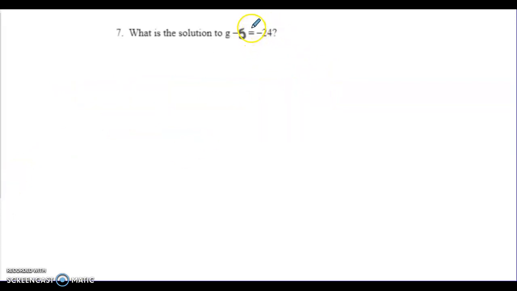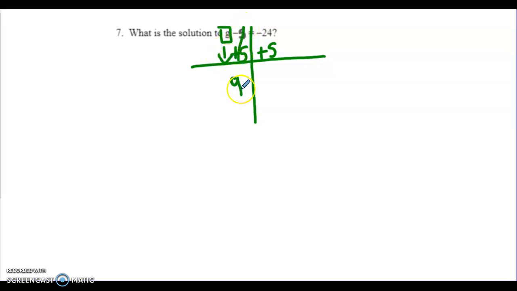Another equation, so draw your line down the equal sign and box off your letter. In this case, we need to get rid of the negative 5. The opposite of subtracting 5 is adding 5, so we're going to do that to both sides. Remember, we have to keep that equation balanced. Negative 5 plus 5 is 0, that cancels. We're going to bring our g straight down, and negative 24 plus 5 is negative 19.